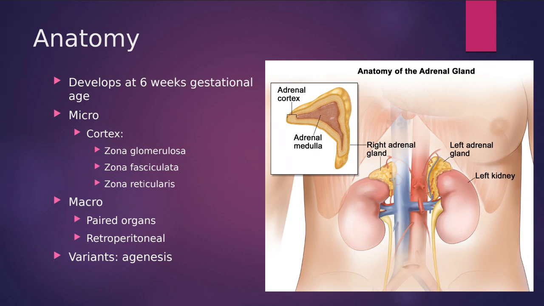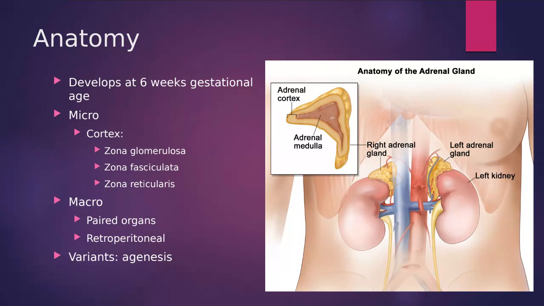Now, just a little bit of anatomy. We're not really going to get too much into the composition of the adrenal glands, but basically these develop very early on in utero and embryology, so about 6 weeks gestation, they are going to start and finish developing. We tend to divide the anatomy of the adrenal glands into a micro level and a macro level. So in the bigger picture of things, the adrenal glands are going to be paired organs, meaning we have a left and a right, and they are retroperitoneal structures.